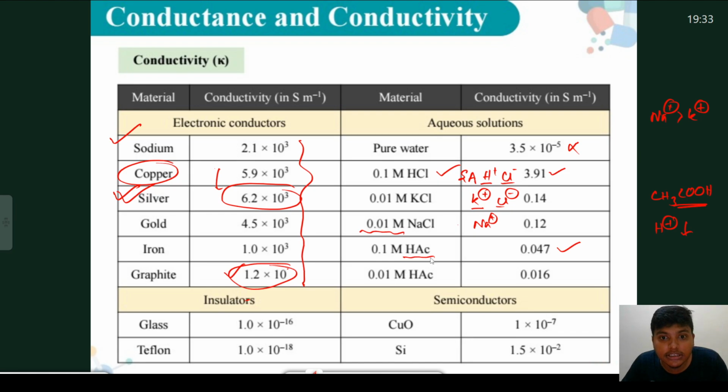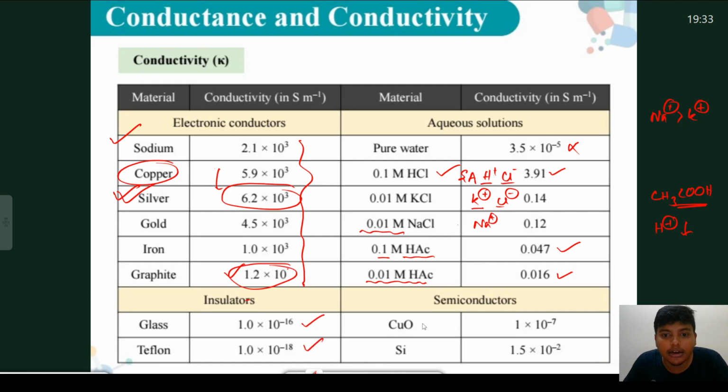But if you dilute it, listen very carefully. See, a weak acid, you are diluting from 0.1 to 0.01 dilute solution. If you dilute it, then you see the conductivity also decreases. Clear? If you dilute it, conductivity decreases.